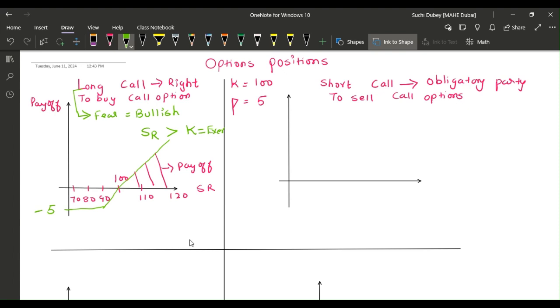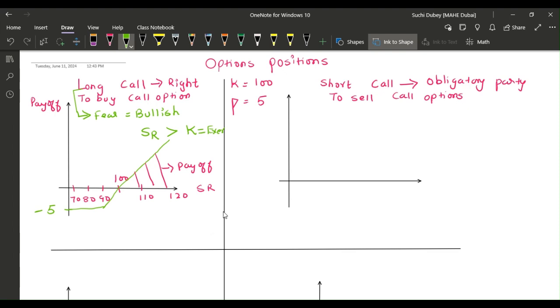Now, if we are supposed to prepare another payoff diagram which talks about a short call, let's see how that works. And just a small trick so that you will never go wrong in option positions is to follow only what the right holder will do. So in this case, we have understood how to prepare the payoff diagram for a long call, right?